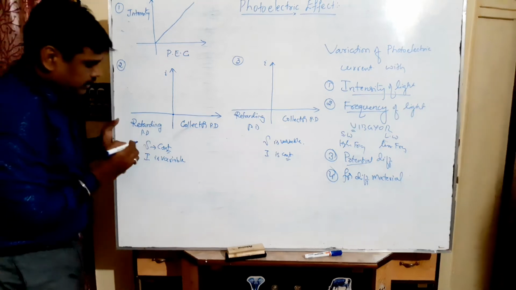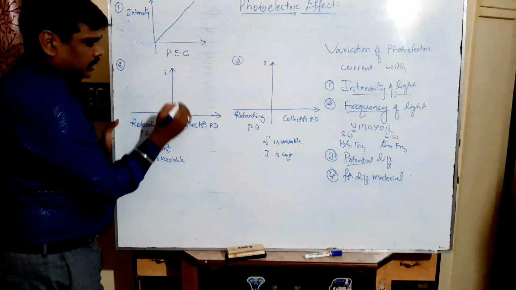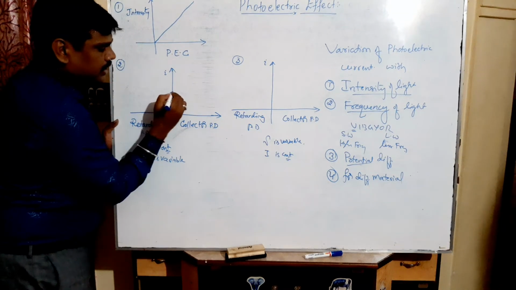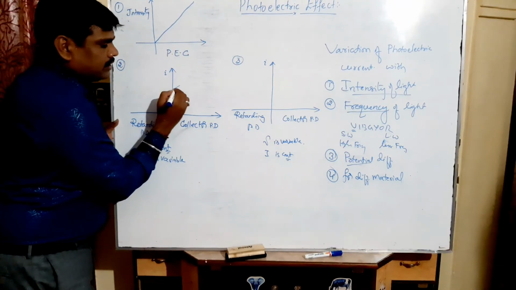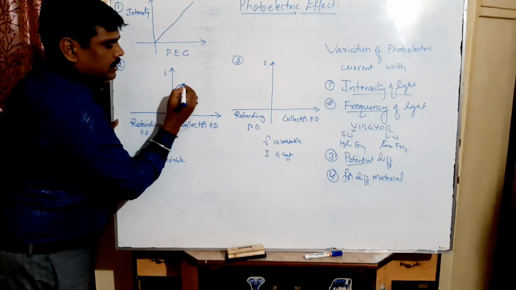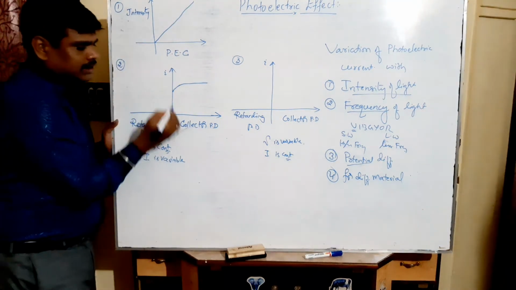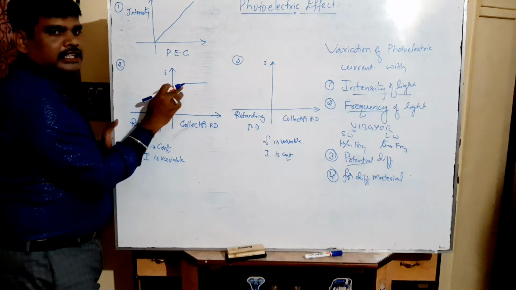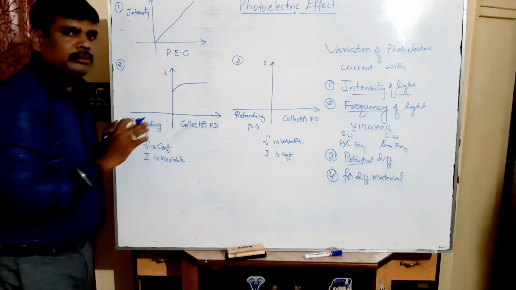Say at constant frequency, if I consider any intensity and increase the collector potential difference, the photoelectric current increases initially like this. Up to a certain extent the photoelectric current increases. After that, if you increase the collector potential difference, it does not increase further; it remains saturated or constant. That constant value is what we call saturation.